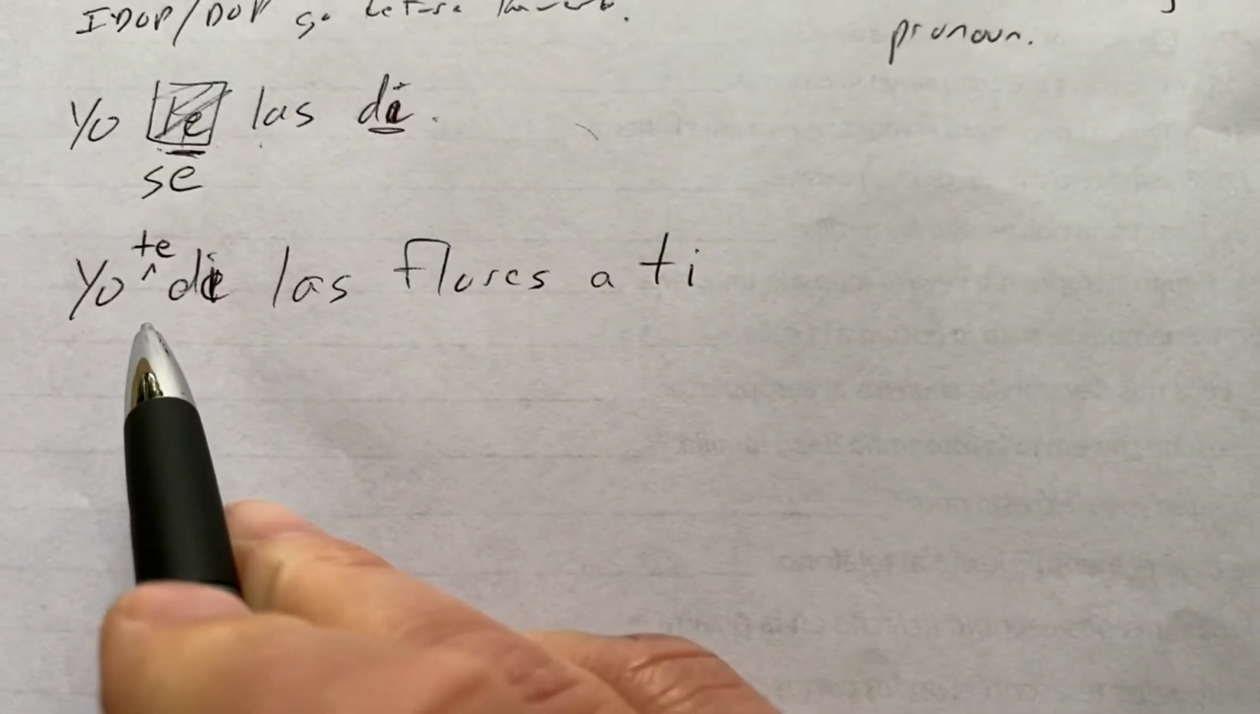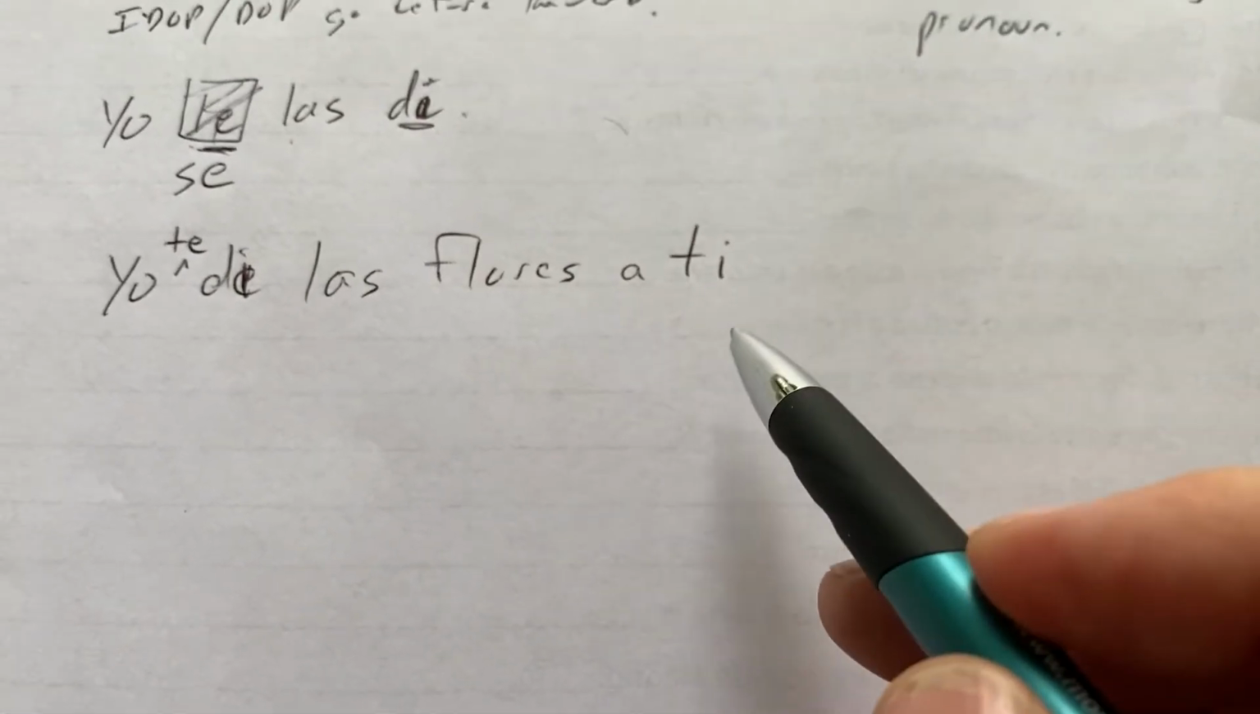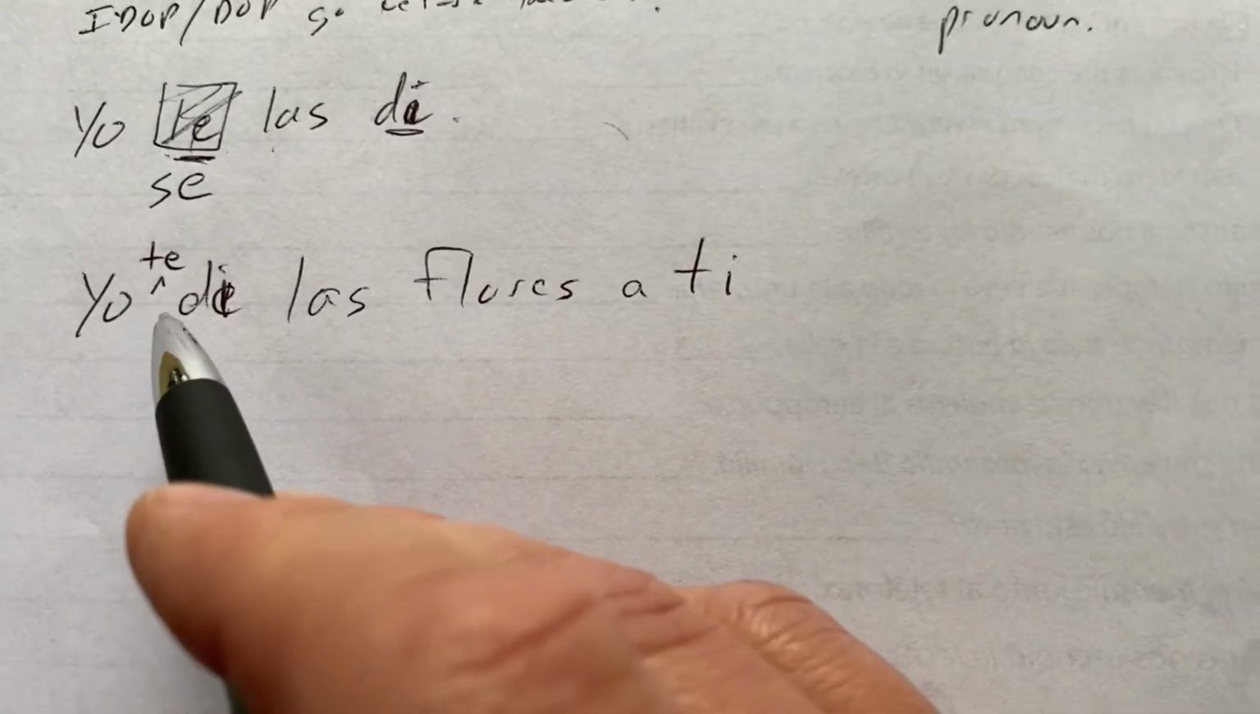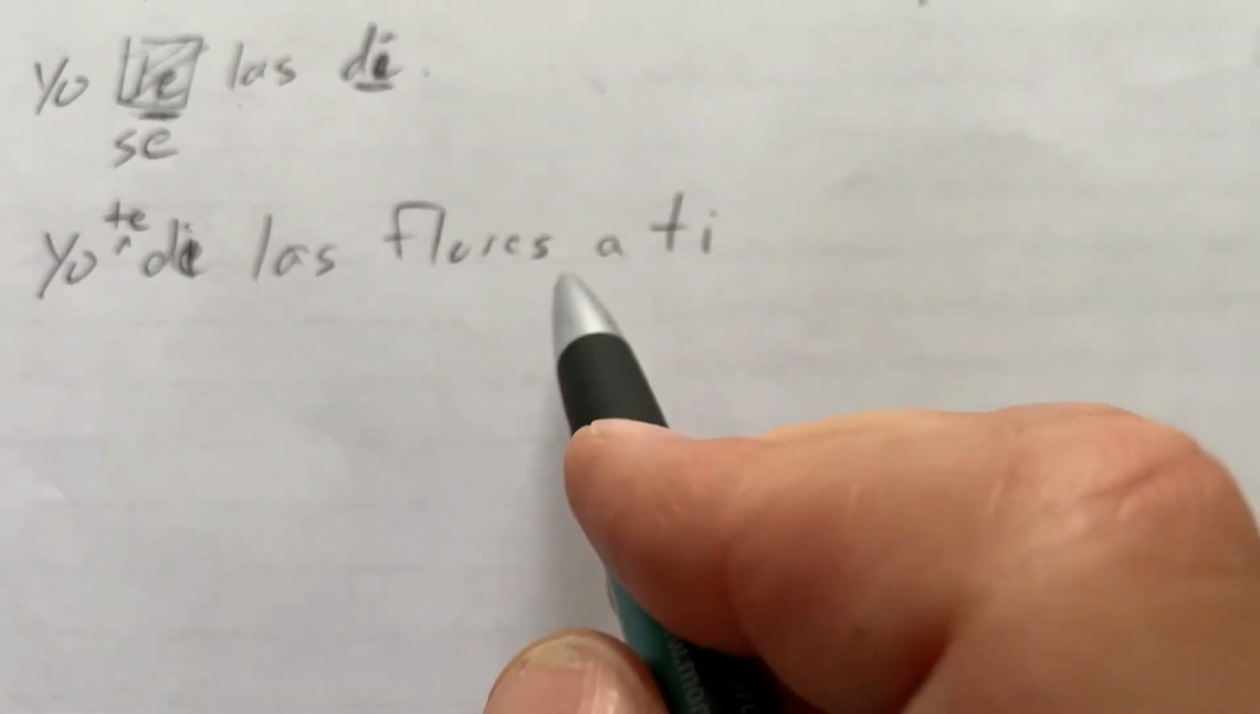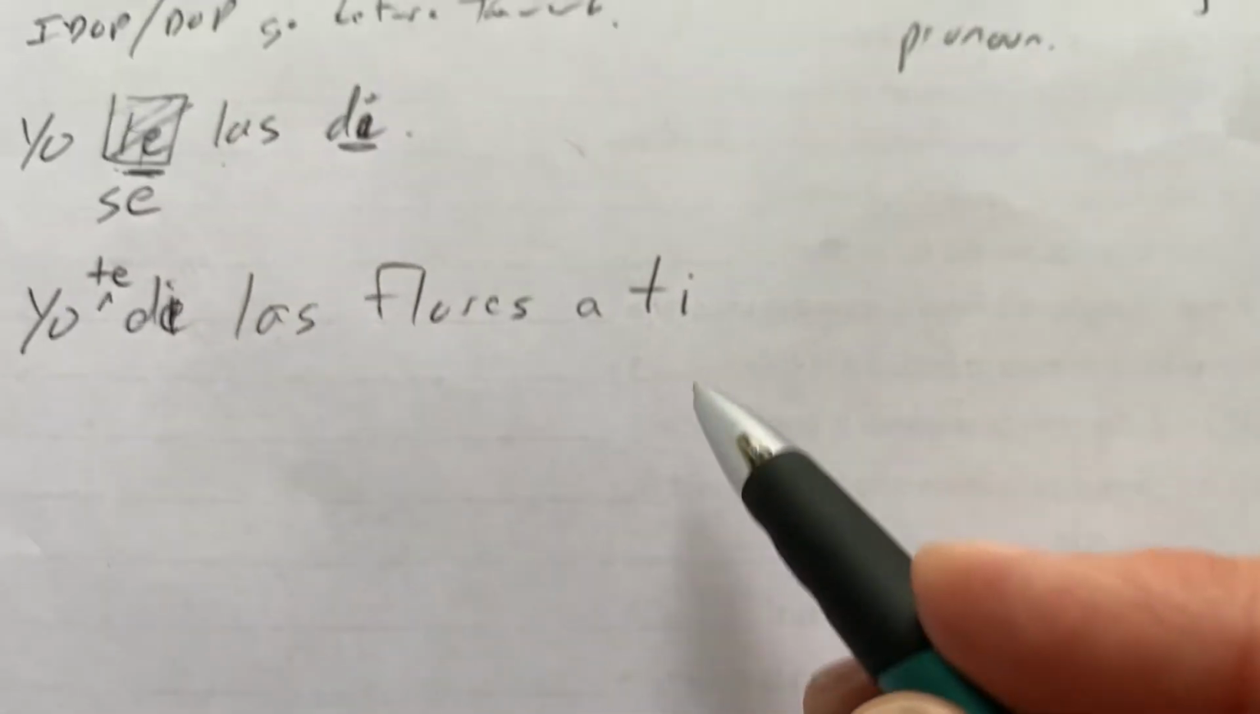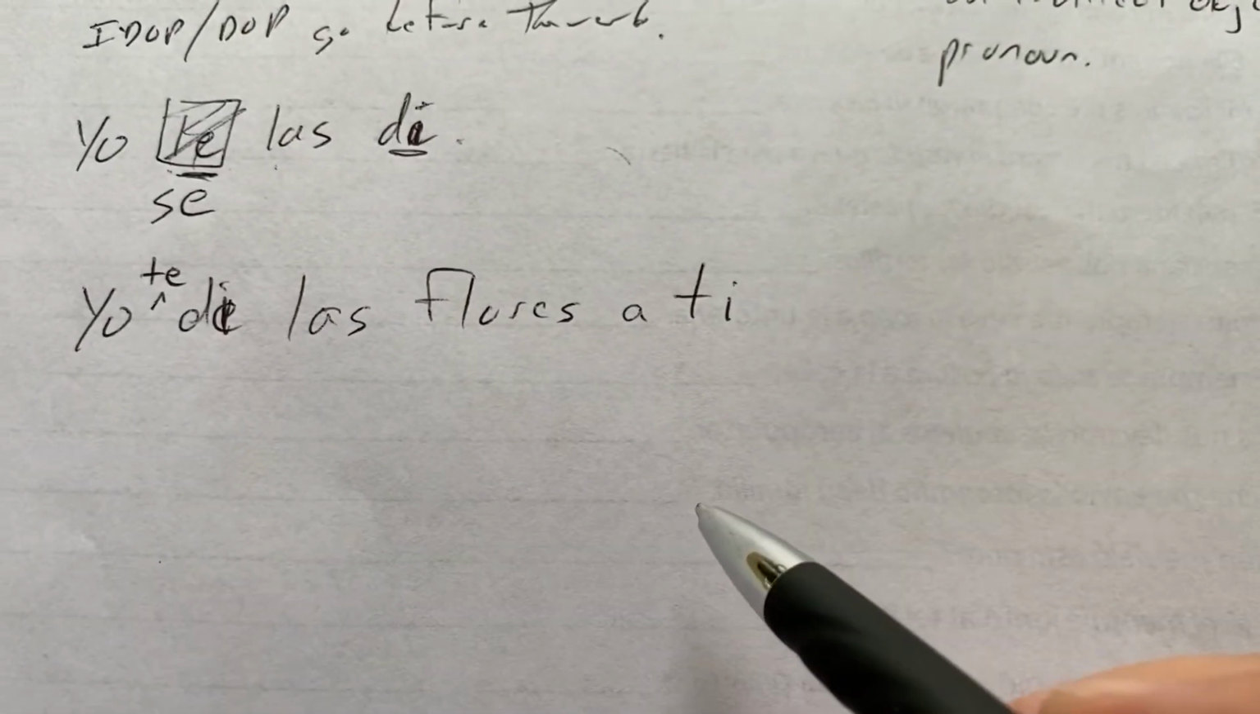I'm going to show you something. I'm going to put in a te. So, yo te di las flores a ti. And you're thinking to yourself, wait, that says I gave flowers to you, or I gave you flowers to you. Legally in Spanish, that's okay.